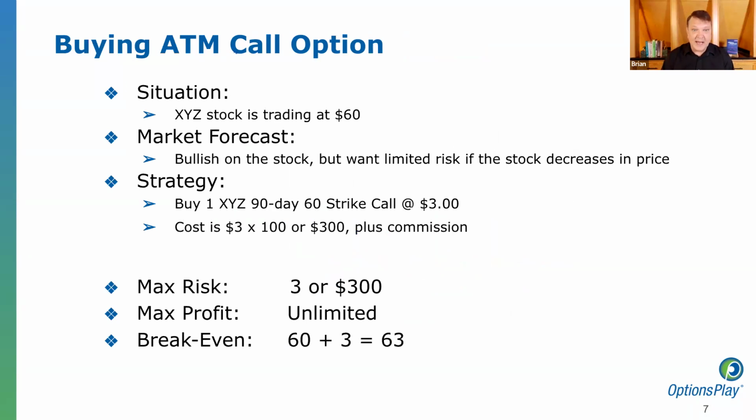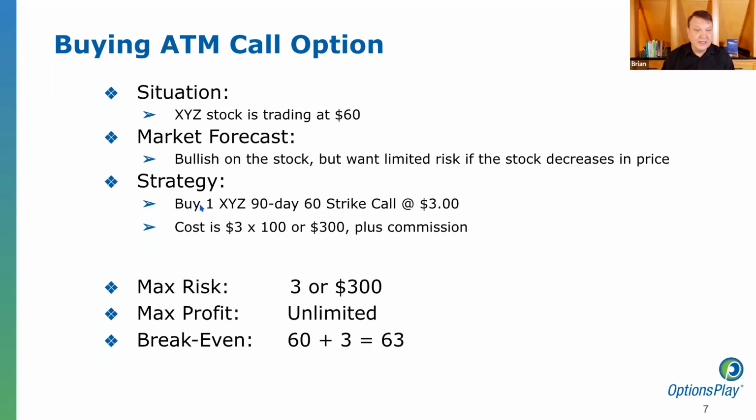So if I look at buying an at-the-money call option, let's start with where we started on our last graphic, talking about at-the-money options. So we got XYZ, which was a fictitious stock, but now it is an actual real stock. Unfortunately, somebody stole that symbol, but XYZ is trading at $60. We're bullish on the stock. We want to have limited risk if the stock decreases in price. That's the general concept of buying a call option.